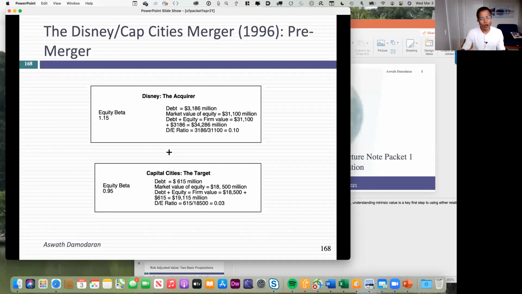I'm going to look at what the unlevered beta will be for the combined firm after the merger. In other words, I want to see what the business risk will be of the combined firm before I bring in the financing. And that's always a very good idea with these kinds of problems, is to work with the business first before you bring in the financial leverage.